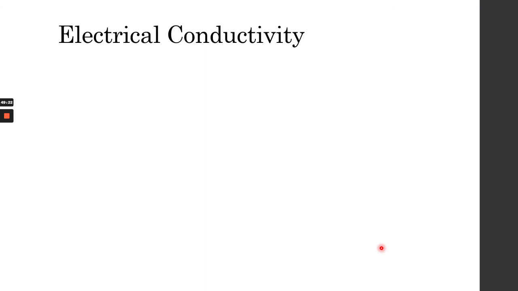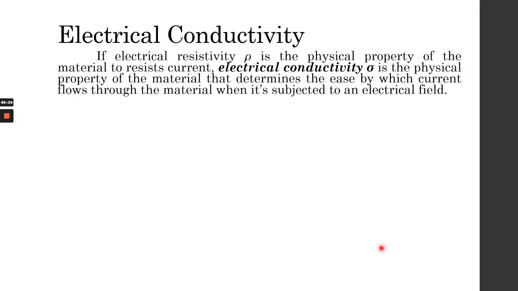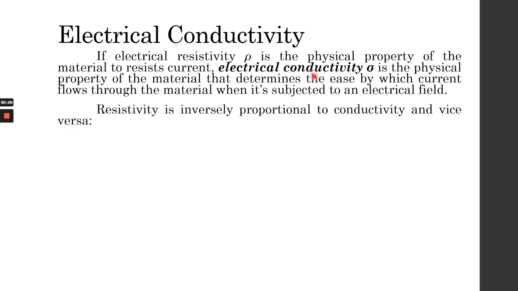And lastly, the topic for this one is the electrical conductivity. If electrical resistivity rho is the physical property of the material to resist current, electrical conductivity, for which we use the symbol sigma, is the physical property of the material that determines the ease at which current flows through the material when it's subjected to an electrical field. So kumbaga, they're opposites. Electrical resistivity impedes or prevents the current from traveling smoothly. Electrical conductivity helps the current travel smoothly.